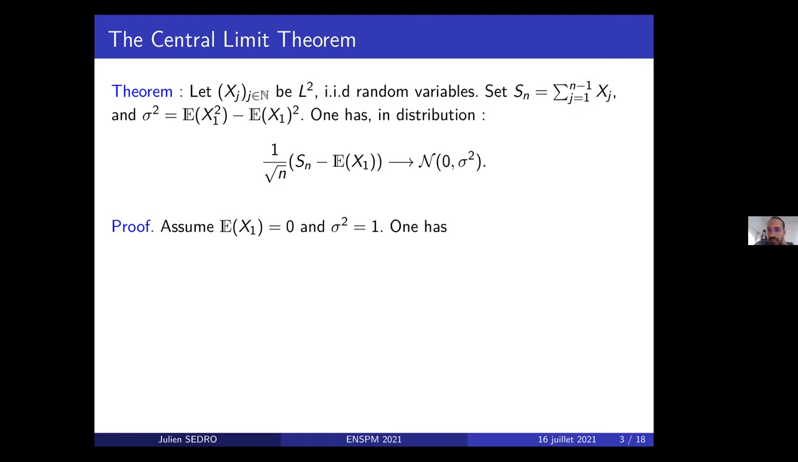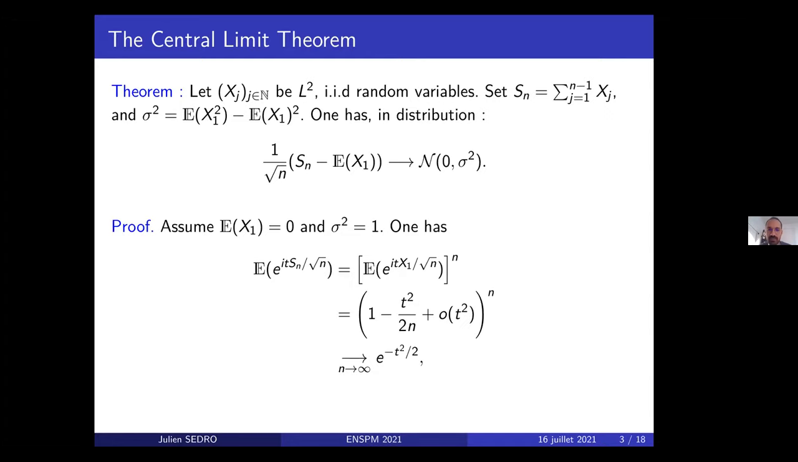And the proof can be written in three lines, a very simple proof. You have the first equality by using that the random variables are identically distributed and independent. The second equality you get by Taylor formula for the exponential map. And then you let n go to infinity. This is a classical calculus result that this goes to the characteristic function of a Gaussian. And then you can conclude by Levy's continuity theorem. Okay, of course everybody knows that.